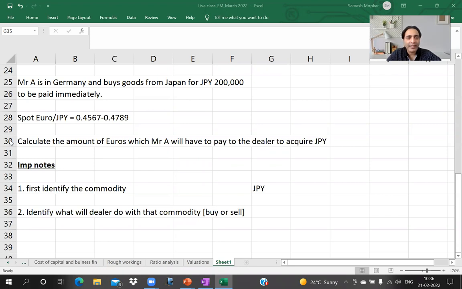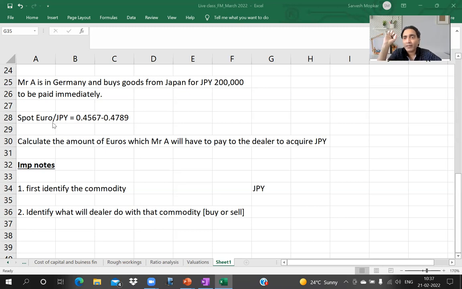Okay. When I say Euro oblique JPY, Elsa, what do you think this is? Just say it out. Euro oblique JPY. What does that mean? X oblique Y. What does that mean? Oblique stands for per unit. So what is Euro oblique JPY? Amount of Euro. Yes, Fatima, correct. 1 JPY per Euro. What does that mean, Fatima? Does that have any meaning?